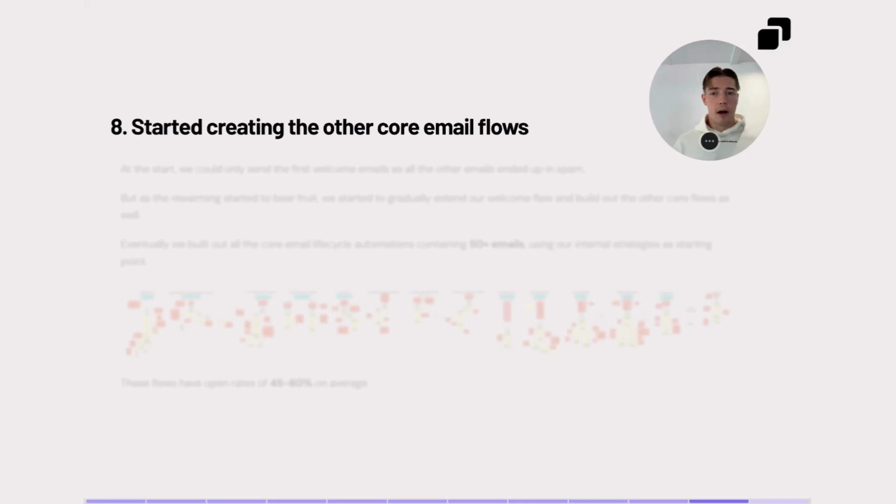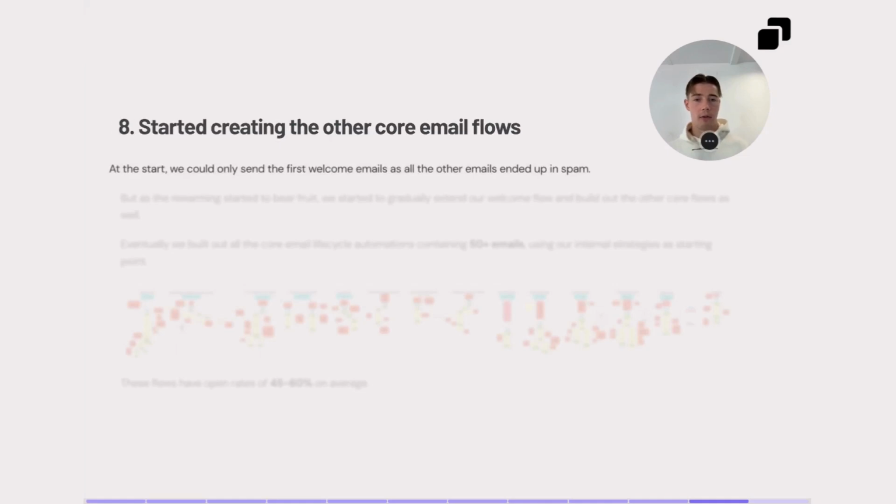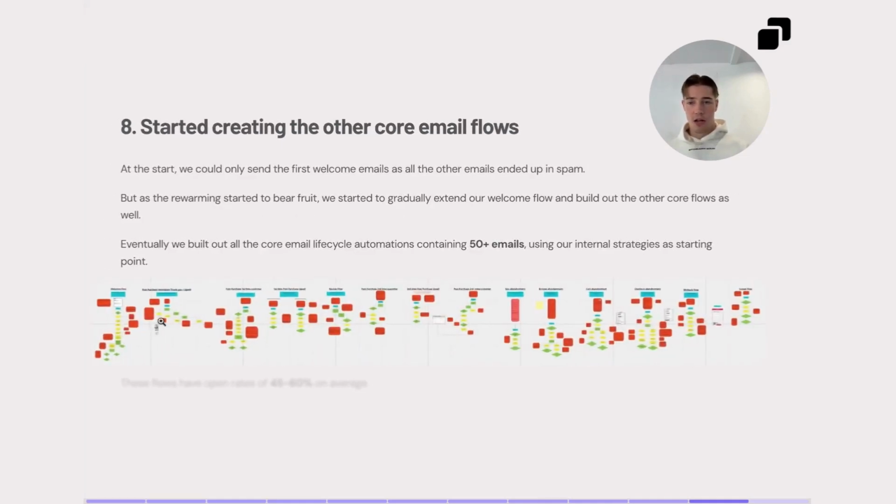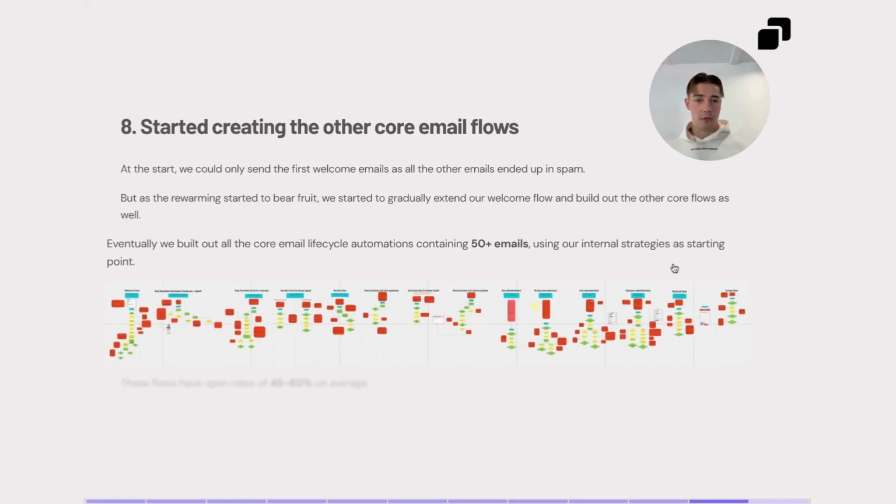So then we were finally able to start creating the other core email flows. Not just relying on the first 2 welcome emails, but actually creating all of the lifecycle email flows that we usually create. Here's an outline of the structure that we create. There's welcome, post-purchase, upsells, post-purchase thank you emails, post-purchase educational flows, review flows, site abandonment flows, cart abandonment flows, checkout abandonment flows, browse abandonment flows, win-back flows, sunset flows. So there's all kinds of flows.